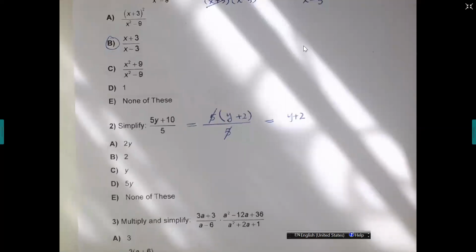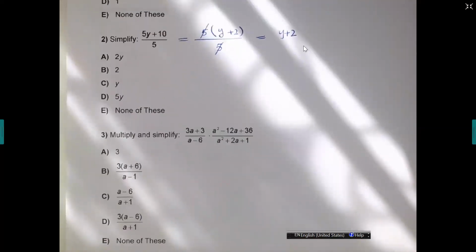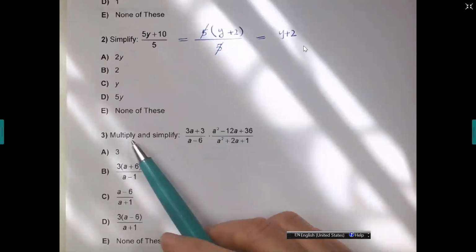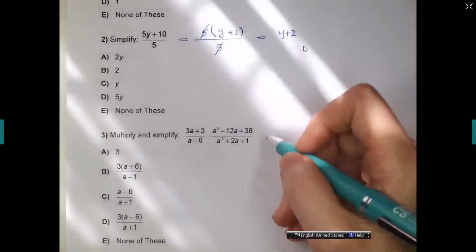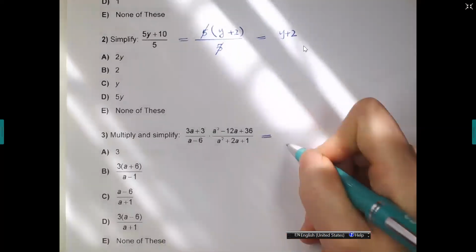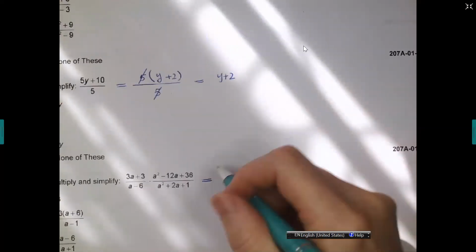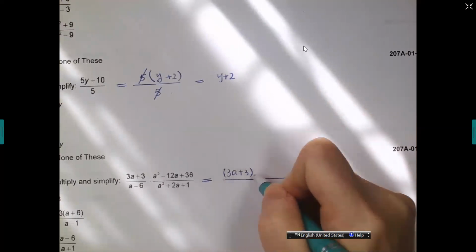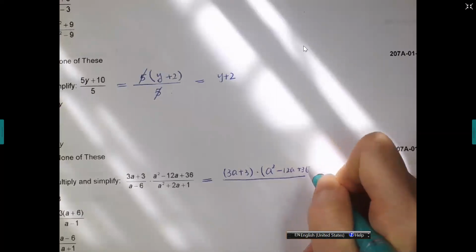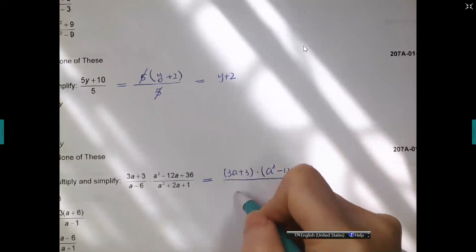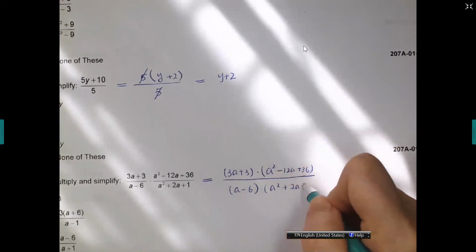That's it. Number 3 and 4, those two problems, we are going to work on the two multiplication problems. Multiply and then simplify. So when we have two rational expressions and they're multiplying each other, what do we do? Step 1, draw a long bar. And then put the numerators together. Numerator 1, 3a+3, times numerator 2, a squared minus 12a plus 36. Over what? Over the denominator times denominator, (a-6) times (a squared plus 2a plus 1).